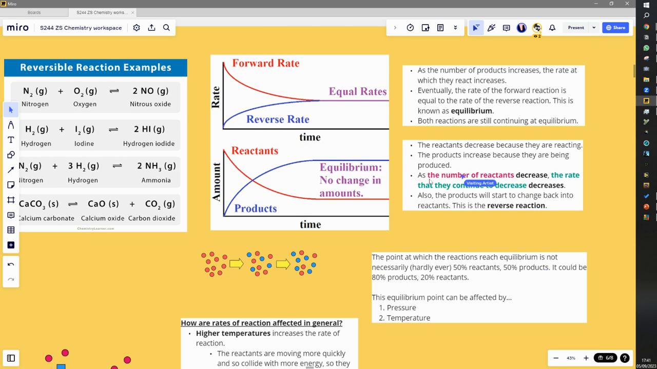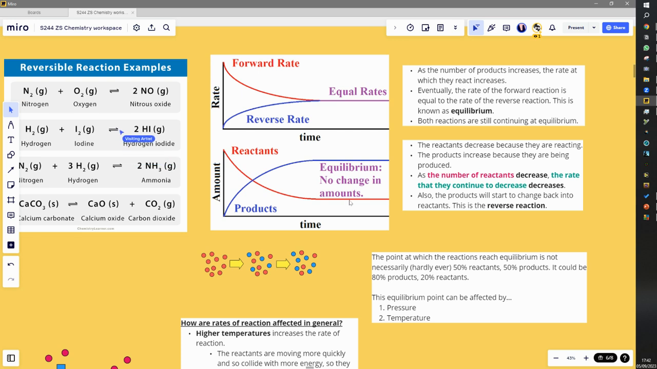It's kind of a confusing sentence. I've highlighted it here to see where the nouns are, the subjects and objects of the sentence. So as the number of reactants decreases, the rate at which they continue to decrease also decreases. So eventually, the rate of the forward reaction is equal to the rate of the reverse reaction. This is known as equilibrium, and that's why on this top one, they must meet, because that's when they flatten out at which the rate is equal, and so they're going to be on the same line, whatever that is. Now, on the other hand, this bit won't necessarily meet.